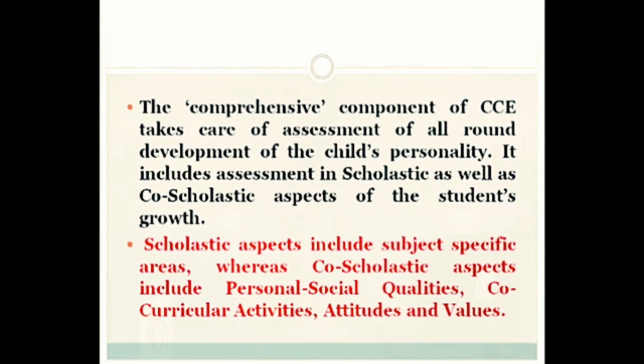Scholastic aspect. Now, as we already said, comprehensive includes two aspects, scholastic and co-scholastic. Scholastic aspects, as you can see on the screen, include subject specific areas, whereas co-scholastic aspects include personal social qualities, personal hygiene, personal cleanliness, values, social skills, then participation in co-curricular activities, the attitude towards the school, attitude towards the teachers, attitude towards the parents, attitude towards the peers. All these are covered under the co-scholastic aspect, which is an aspect of comprehensiveness in evaluation.